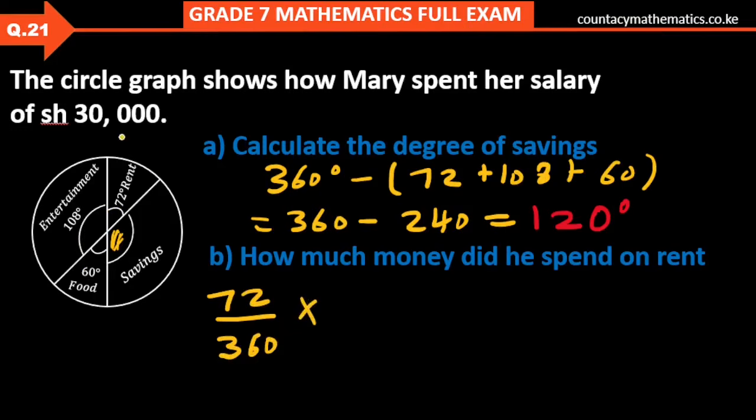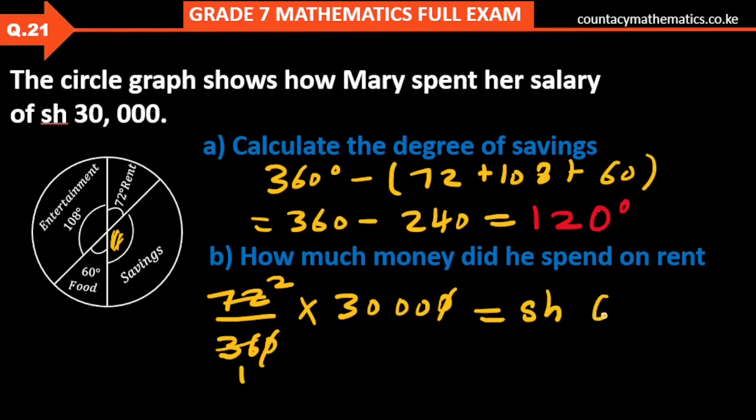And we multiply by the figure that we have here, which is 30,000. Can we be able to work out this? Yeah, I believe we can, because we divide by 10, divide by 10, or rather divide by 36, we get 1, divide by 36, we get 2, and finally we have 2 multiplied by 3000. 2 divided by 2 multiplied by 3000 gives you 6000. And that is the required solution, because we've now been able to deal with the two parts.